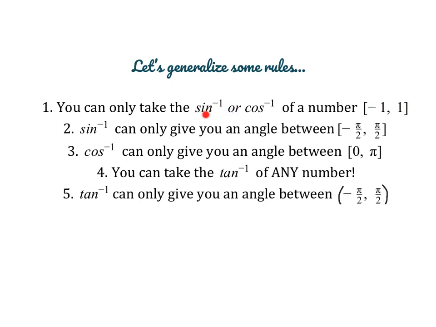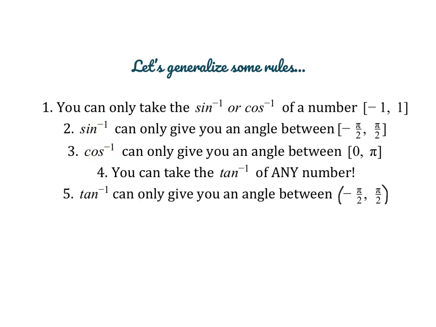So if you're trying to input a number that's outside this domain, the value will be undefined. Our second rule, arc sine can only give you an angle between negative pi over 2 and positive pi over 2. So this is the range of arc sine. So if you use a calculator, it will physically only be able to give you an answer between negative pi over 2 and positive pi over 2. Again, that's the range or the output of arc sine.